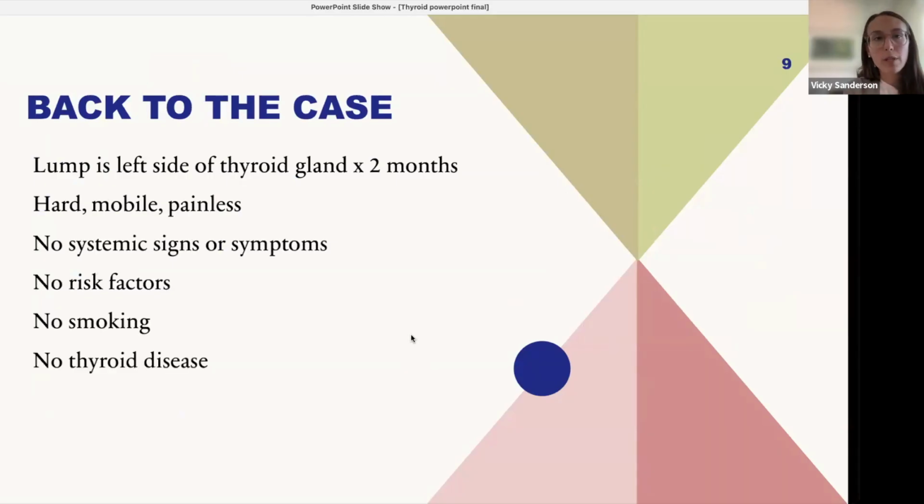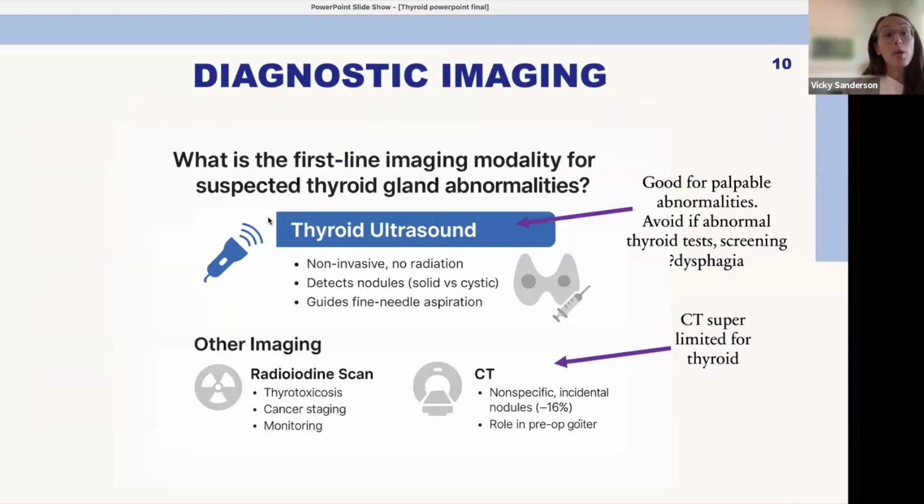No family history of thyroid disease, and no personal major thyroid disease or other conditions. So where do we go from here, right? We've all already alluded to it: if we're worried about thyroid gland pathology, we're going to be reaching for that awesome thyroid ultrasound. It's fairly easily accessible, non-invasive, there's no radiation, and it is excellent at distinguishing benign from suspicious nodules. And of course, it's used to guide many procedures now, one of them being a fine needle aspiration if we need to biopsy that nodule.